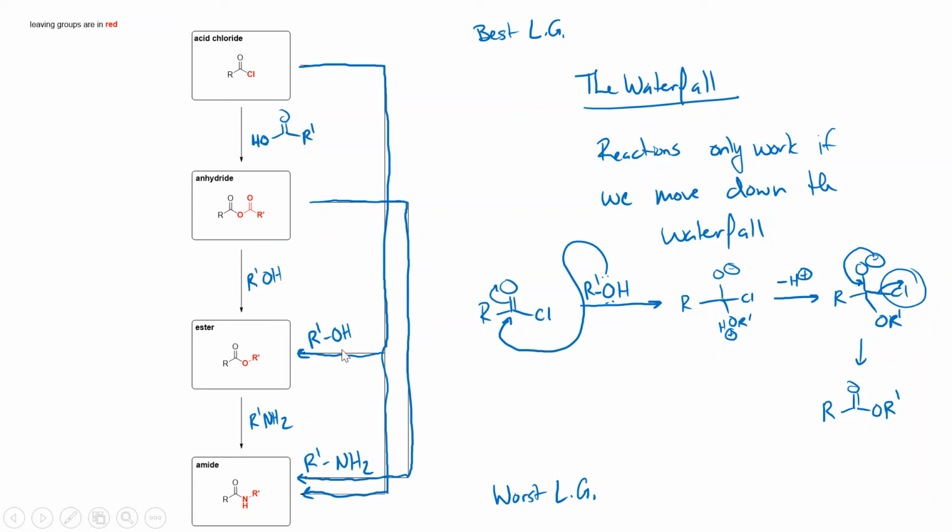Now notice that you can jump. You don't have to go through each step to get there. If you want to make an amide out of an acid chloride, you can go all the way around and just directly react it with an amine and get there. So you don't have to do step by step to get to an amide. You can just take an acid chloride, react it with an amine.